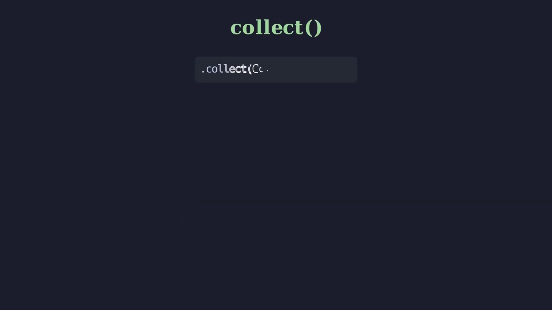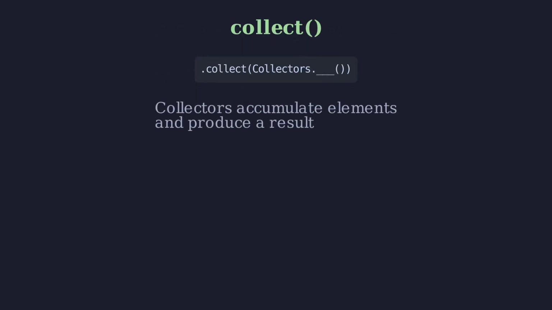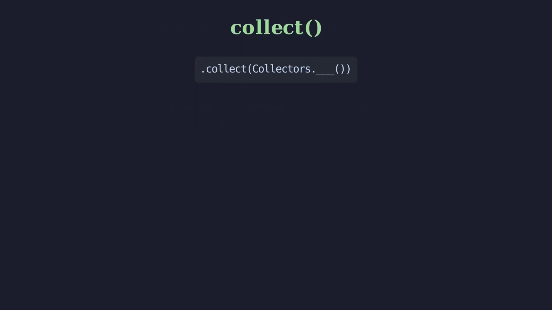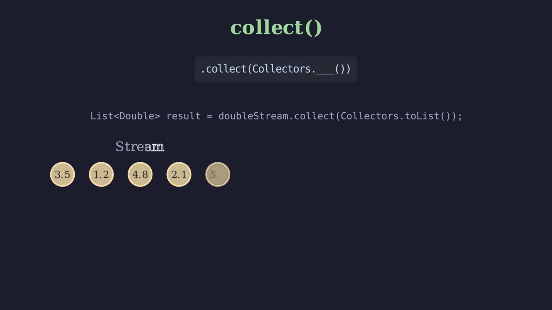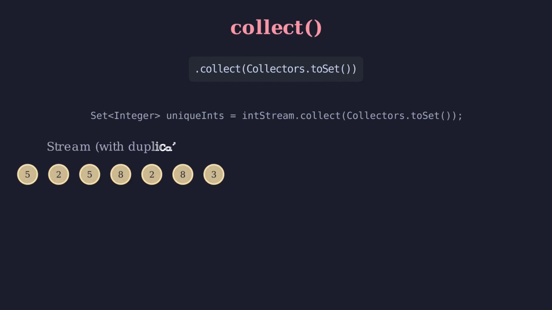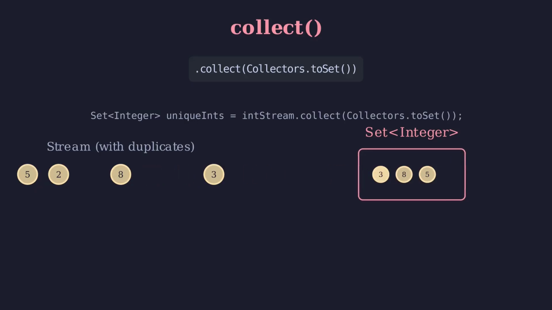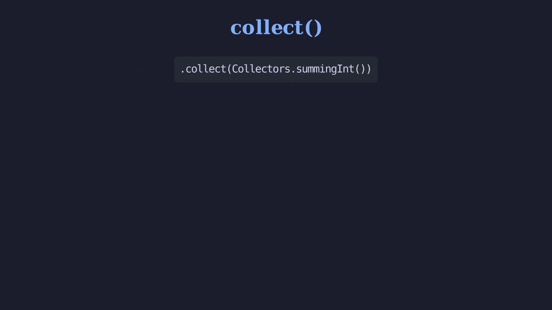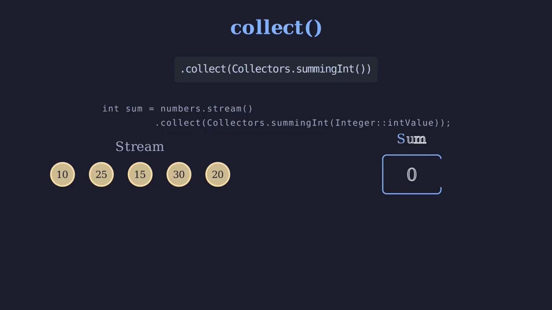To terminate a stream, you have to convert the data into some useful form. The collectors class provides a bunch of methods to do so. For example, here we convert the stream into a list. Similarly, if you wanted to convert the stream into a set, you would use the toSet method. Or you could add up the sum of a stream of integers with the summing int collector. These are just a few ways you can collect a stream.